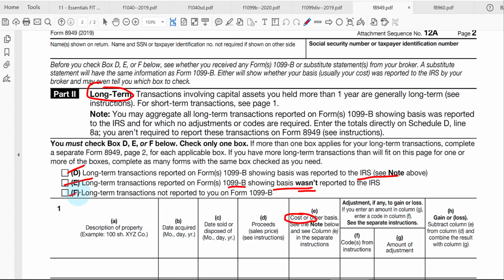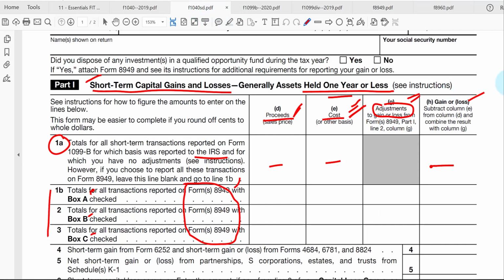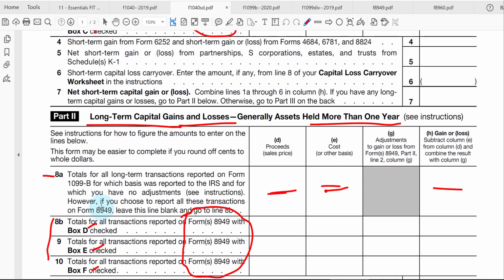And if you check off F, that means there was no 1099-B issued by the broker that was given to the IRS. And at the bottom, again, you would just total up the whole page, and then it's reported back on Schedule D on its proper line. In the case of long-term, either DEF. Again, here's that Schedule D: the ABC totals over here, and the DEF totals over here.